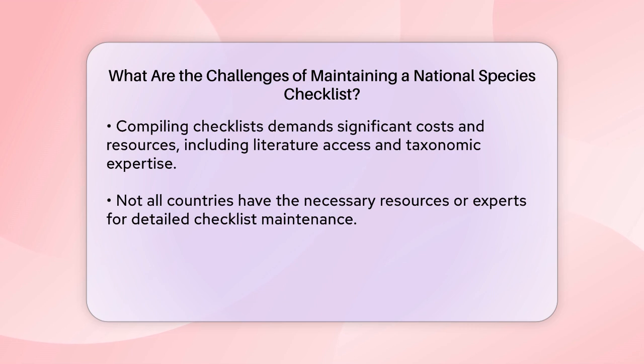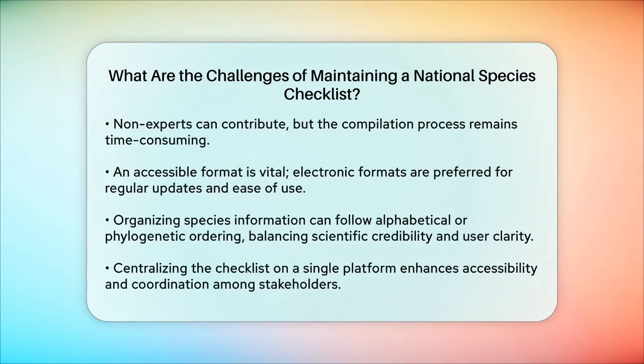Organizing the information within the checklist is also a challenge. Species are typically listed alphabetically within their respective genera and families, but sometimes phylogenetic ordering may be used instead. Ensuring that the list is scientifically credible and accommodates different viewpoints while providing clear guidance for non-specialists is a delicate balance. Finally, making the checklist available to a wide audience is crucial.